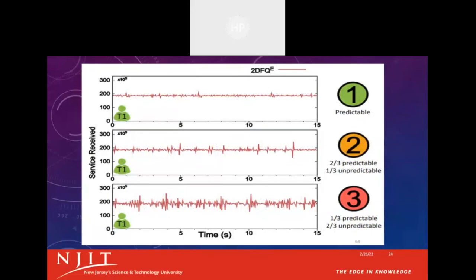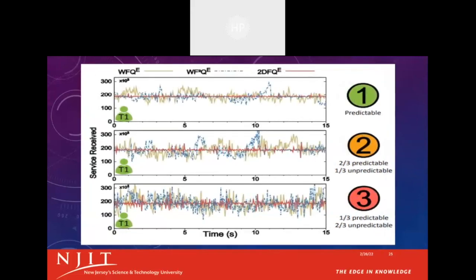And this is the workload for 2DFQ. 2DFQ does very well when the workload is predictable and also deteriorates as the workload becomes less predictable, but by nowhere near as much. So this is all three together. We can finally observe how 2DFQ scheduled its unpredictable tenants.